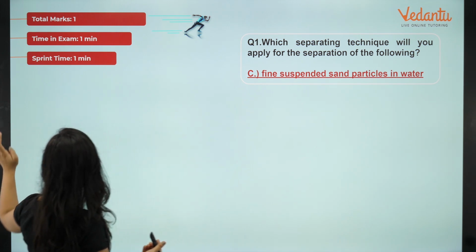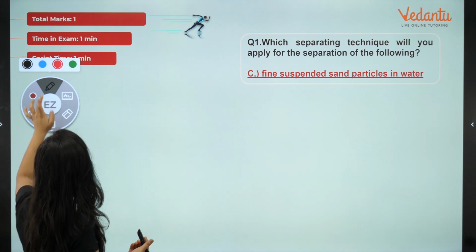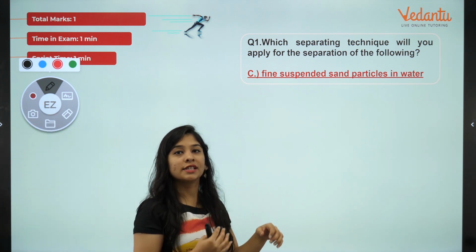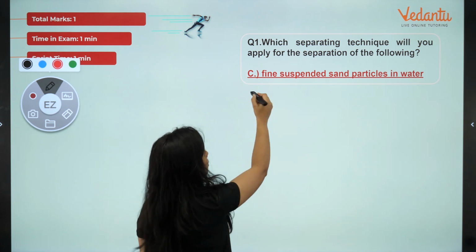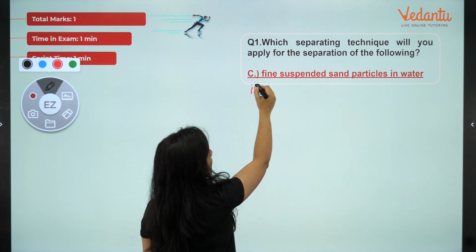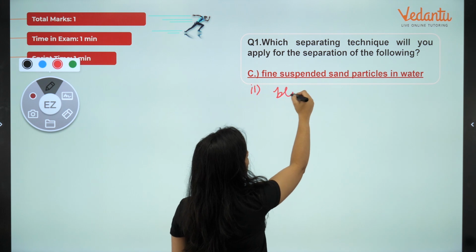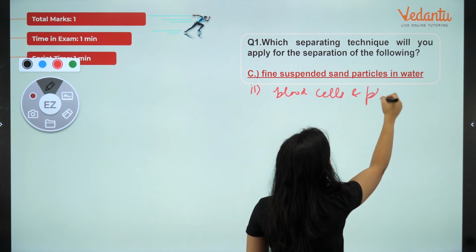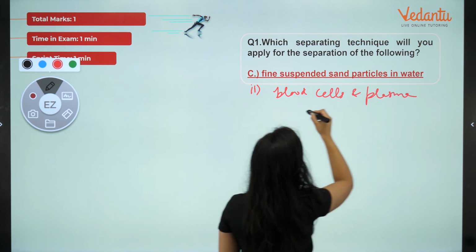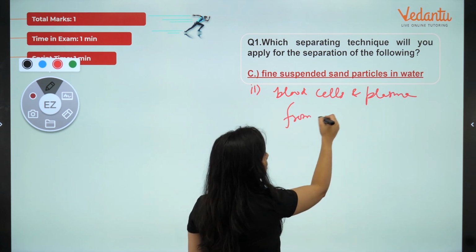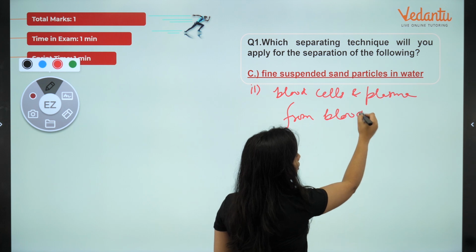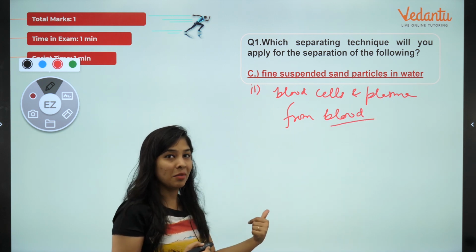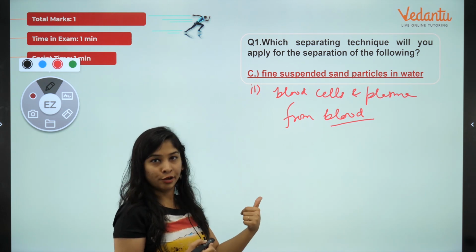What else can he give you? Okay, there is a blood sample, and we have to separate the plasma and all of the cells from it. So this question can also be given to you. In the second part: to remove blood cells and plasma from blood. Okay, so both questions will have the same answer, that the technique is centrifugation.